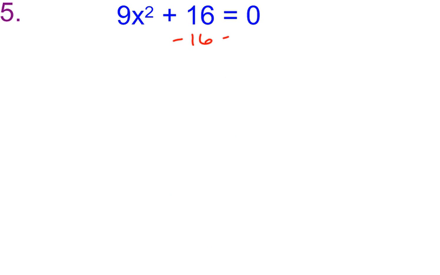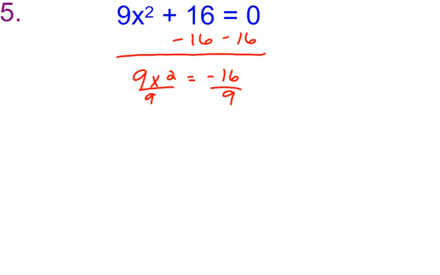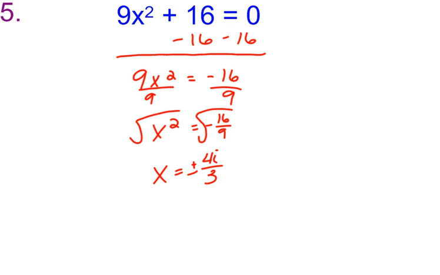I would subtract 16 from both sides, so I have 9x squared equals negative 16. Divide by 9. So x squared equals negative 16 ninths. Square root. Square root of negative 16 is 4i. Square root of 9 is 3. Don't forget my plus or minus. So I either have 4i over 3, or x is plus or minus 4/3 i. Your choice.